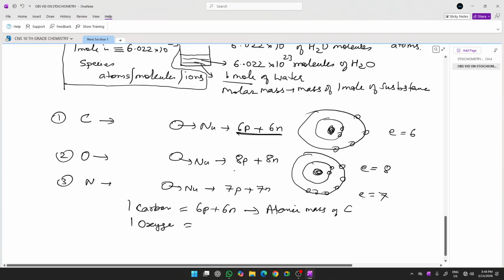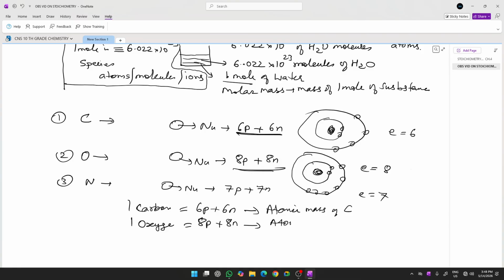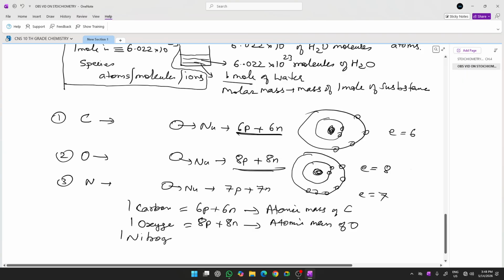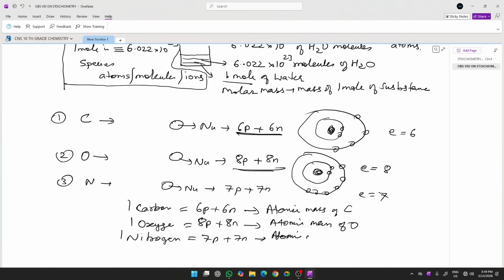Okay, same way for one oxygen atom. In the oxygen atom you have 8 protons and 8 neutrons. So if you total the mass of these two, that will be written as the atomic mass of oxygen. Same way for nitrogen, one atom, I'm talking about one nitrogen atom, it will have 7 protons and 7 neutrons. Okay, so that is the atomic mass of nitrogen. Now let us see how much it is.